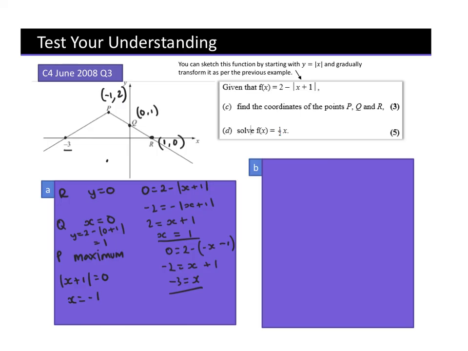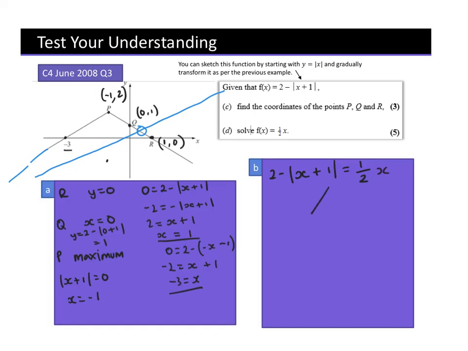And then part B says, solve f of x equals a half x. So we know a half x is going to be like this. You know, I'm assuming that may cross, but I'm not sure, so we'll find out. But we could potentially have another solution down at the bottom. So then let's see exactly what's going on. I'm going to get 2 minus modulus x plus 1 equals a half x.